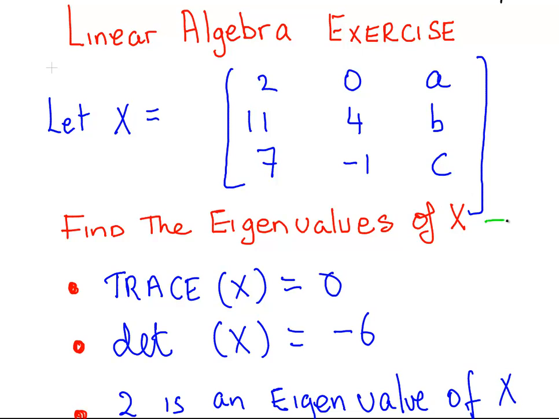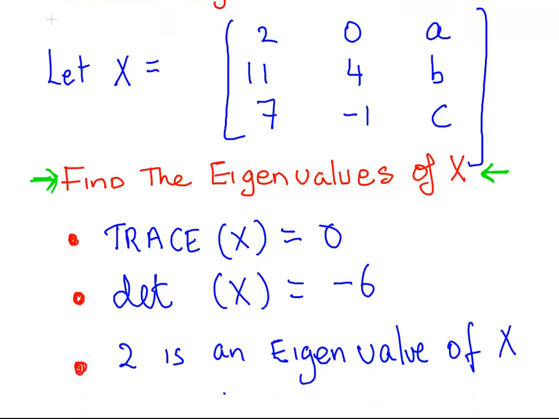In this exercise, what we're going to do instead is find the eigenvalues of x, using the same information we were given. We're already told that 2 is an eigenvalue of x, so we just have to find the two other ones. The information we're given is that the trace of x is equal to 0 and the determinant of x is equal to minus 6. We don't really need to work out a, b, c and all that; it's not going to help us here. Essentially all the information we need for this question is here. So let's do that.